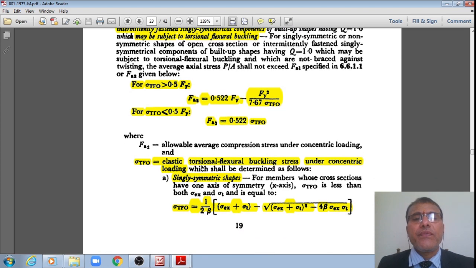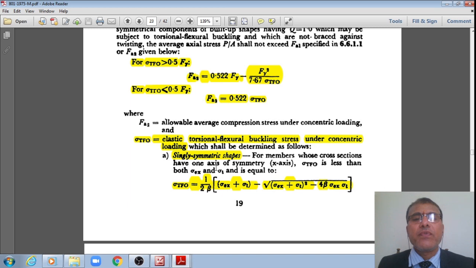Where FA2 is the allowable average compressive stress under concentric loading, and sigma TFO is the elastic torsional flexural buckling stress under concentric loading, which shall be determined as follows.